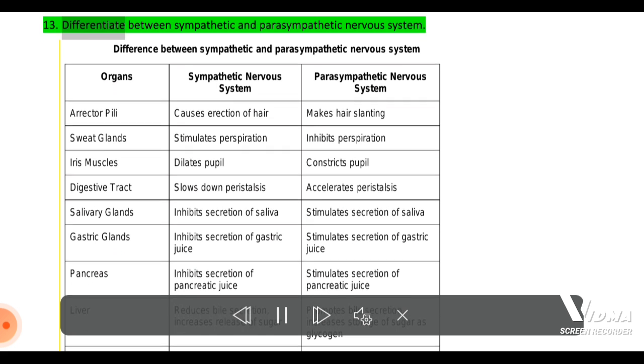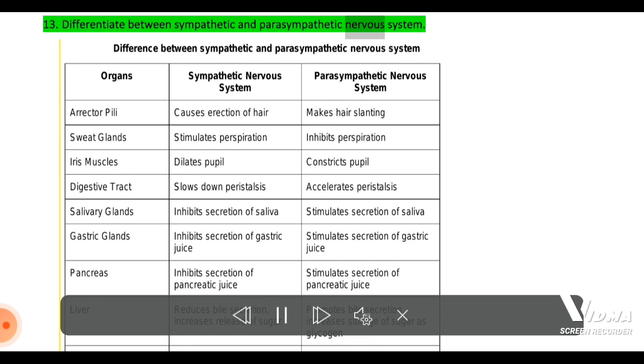Differentiate between sympathetic and parasympathetic nervous system.